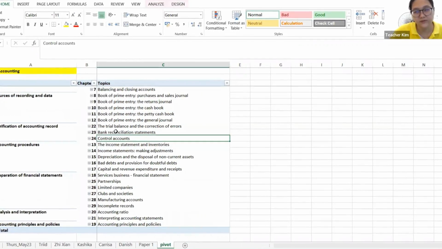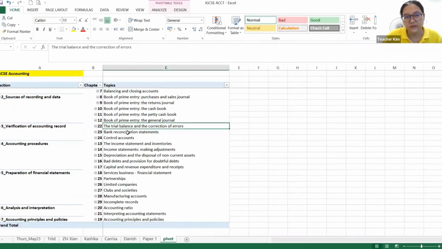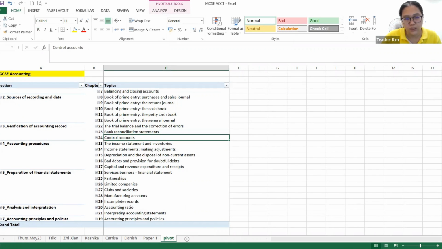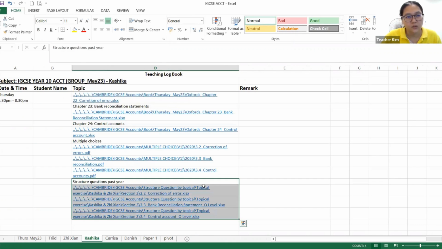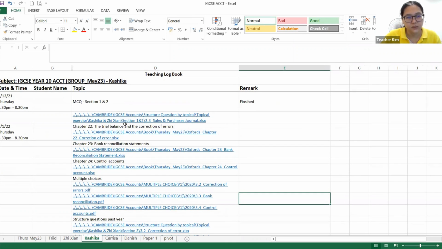Section 3, verification of the accounting, has 3 chapters: correction of error, record, and control account. What we're going to do is go through the notes first. Then after that, we do the exercise. When I show you the exercise, you're just on the one screen.